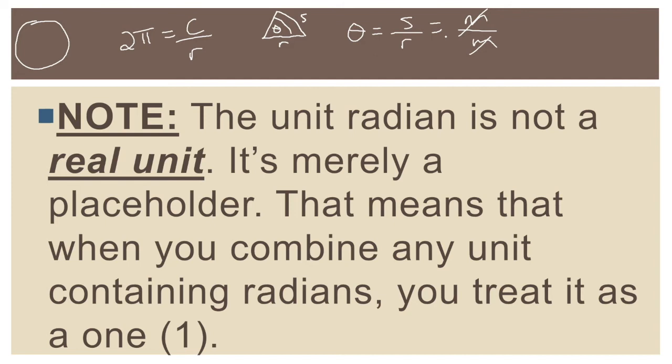It is certainly a bit more complicated than this. But what you need to know for this course right now is that when you combine any unit containing radians with any other unit, the radian part should just be treated as a 1. Take a second to pause this video here and write that down. And when you hit play, we'll move on.